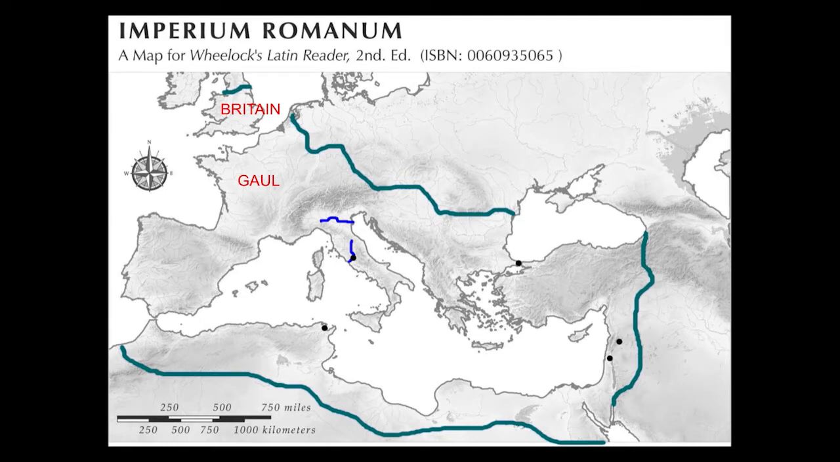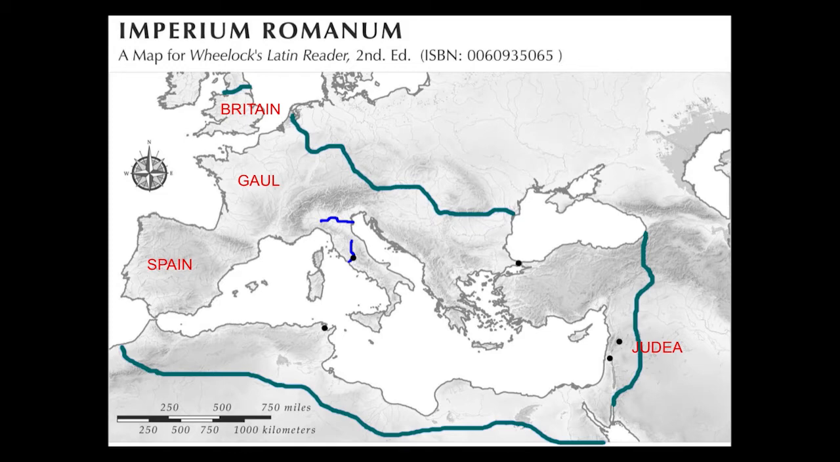And then this is Gaul right here. Gaul is now modern-day France. Spain was a province in ancient Rome. And then over here to the east, a very important area, Judea. Judea was the traditional homeland of the Jewish people. It was controlled by Rome. And it would also be the place where later Christianity would develop.